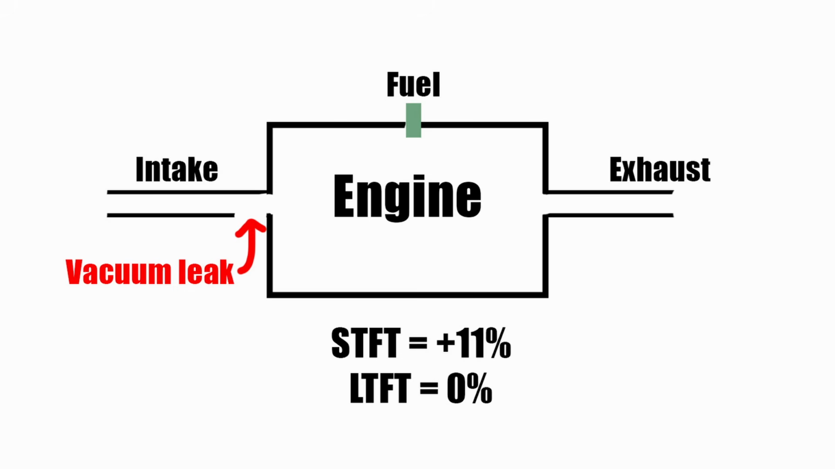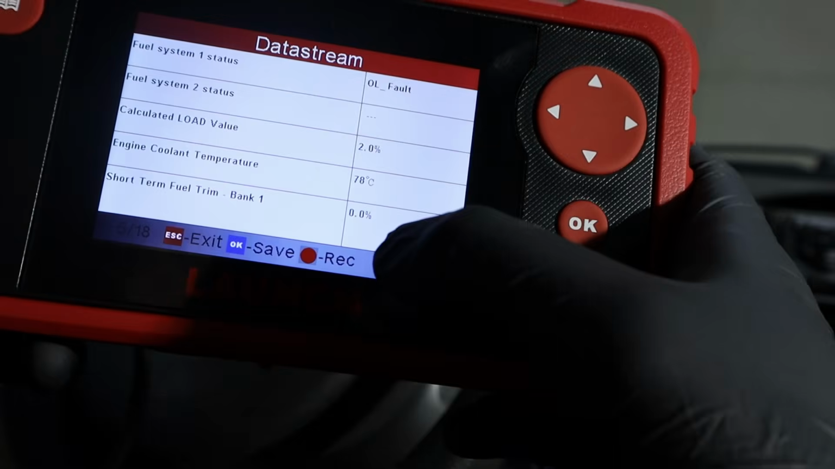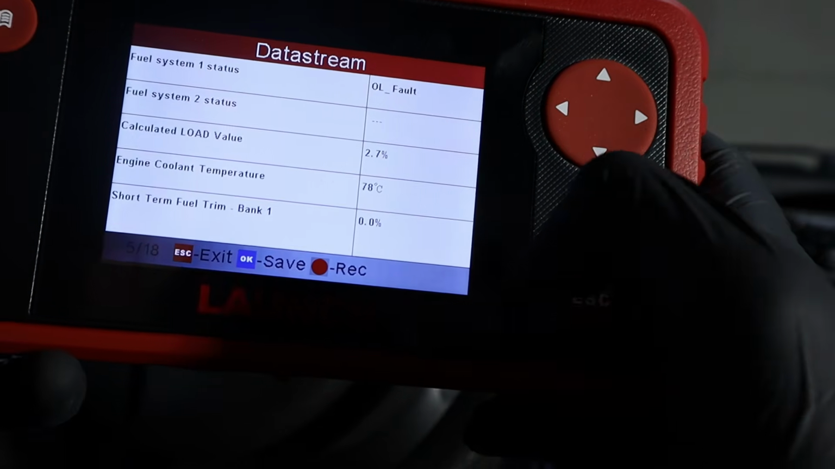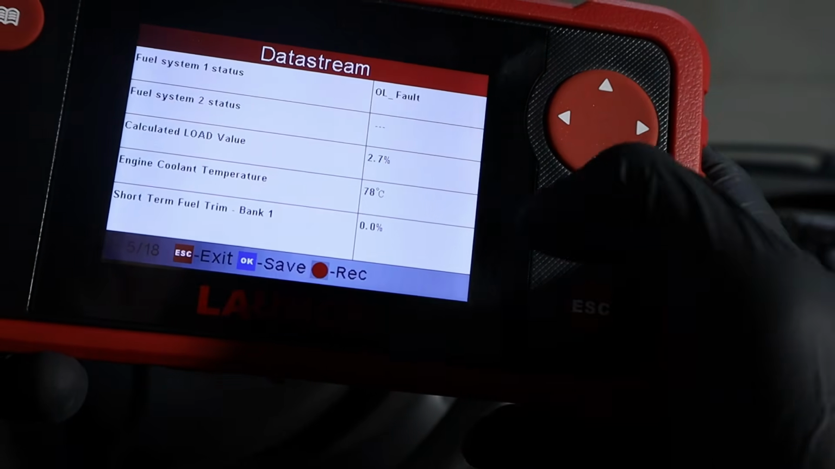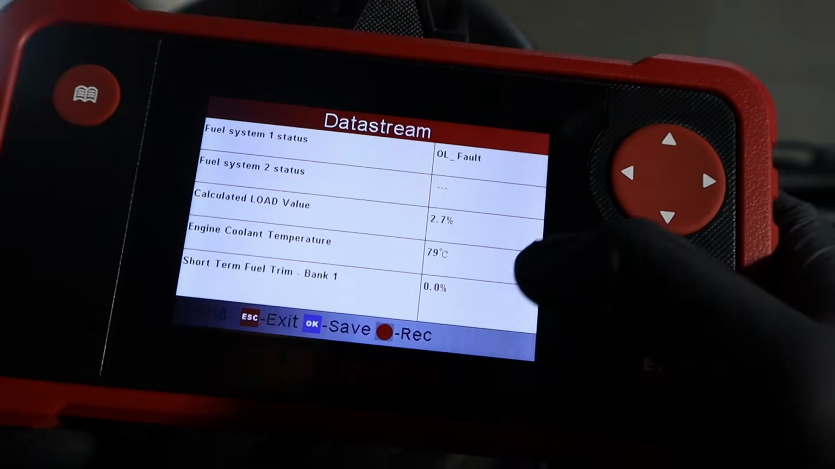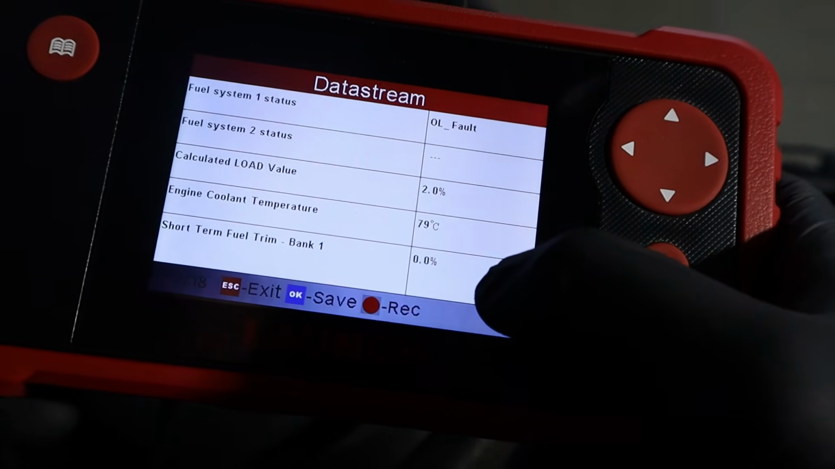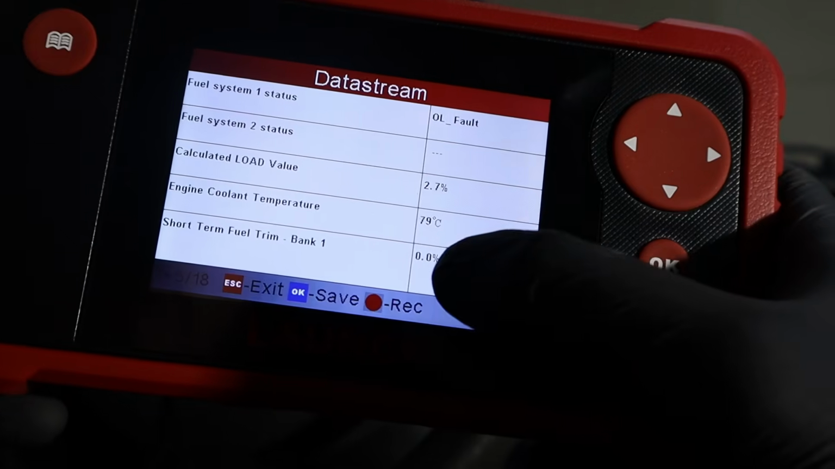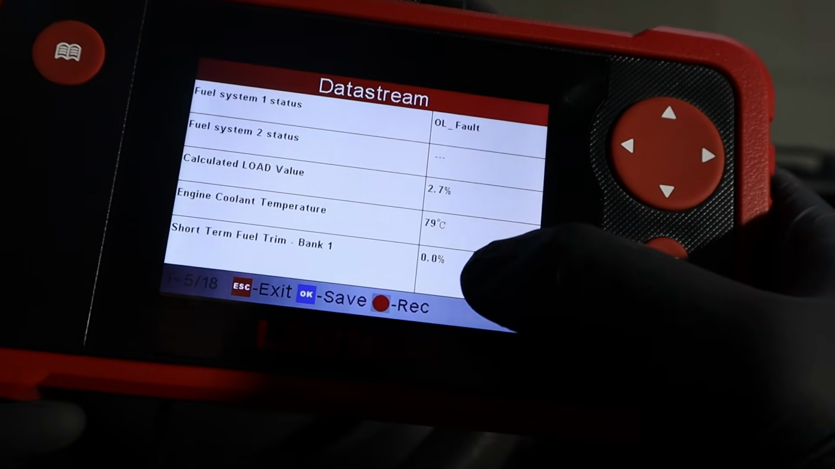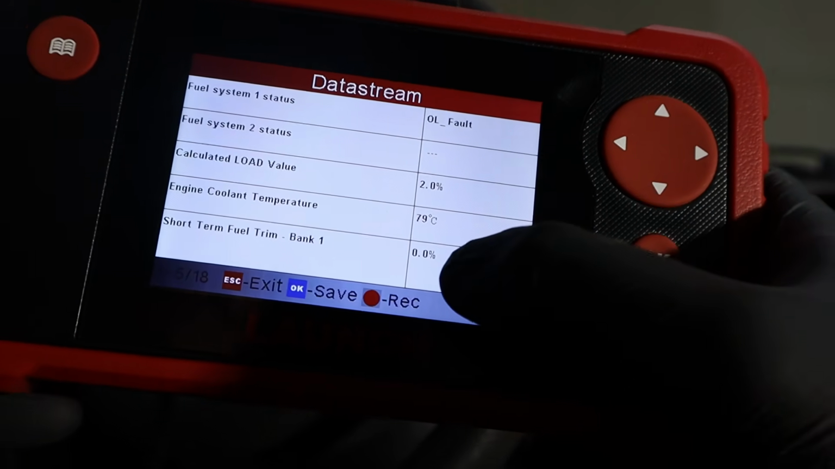For example, when you get a vacuum leak, more air is getting into the engine, that needs to be compensated with extra fuel. Or on the other hand, if you have some problem with the fuel system, or you have some restrictions in your air intake and less air is coming into the engine, then you would see negative fuel trim, because the engine doesn't need that much fuel because it is not getting enough air.